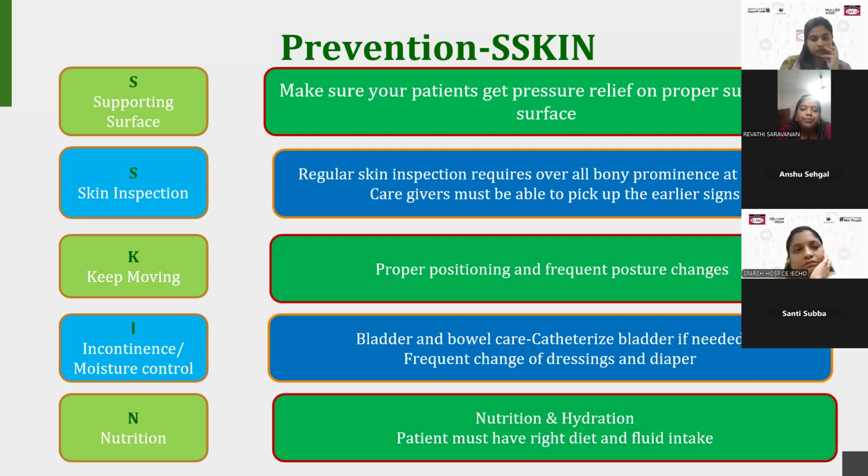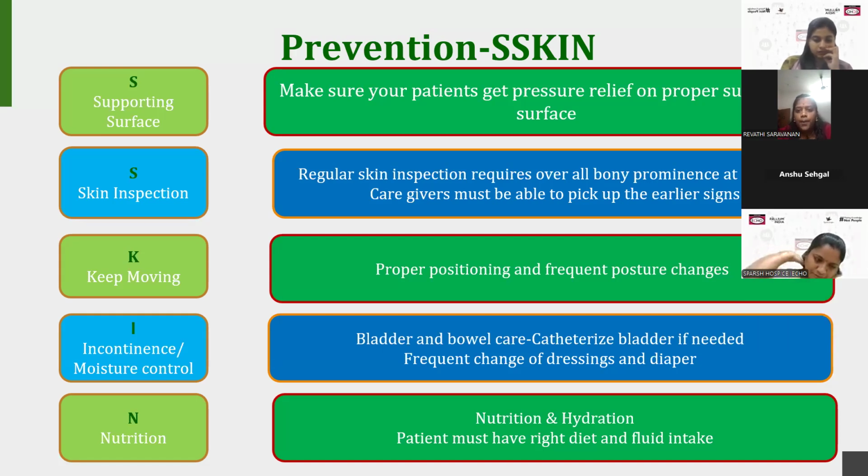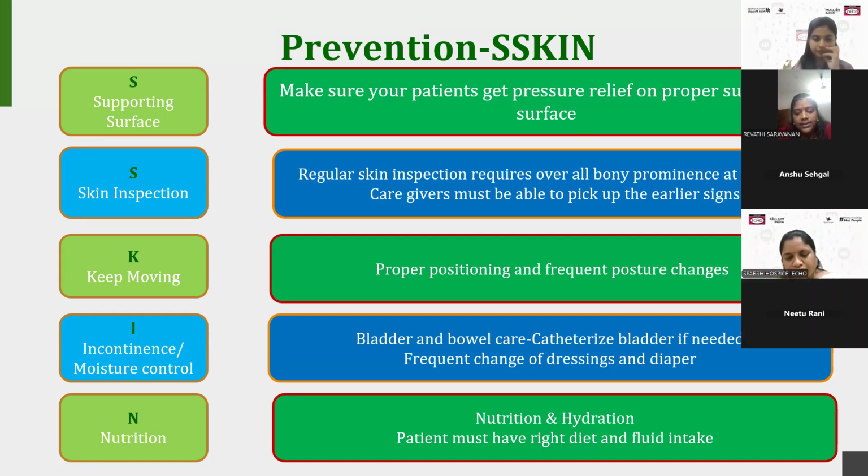Then nutrition and hydration. The patient must have the right diet and fluid intake. Since they are in bed, the caretaker or others may think they don't digest much and advise less food. But we have to make a diet chart for the bedridden patient. As a home nurse or nurse, we have to give the proper diet and proper hydration to the patient. Okay. Next slide, please.